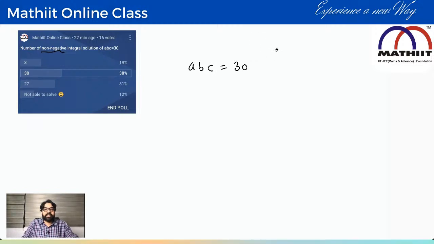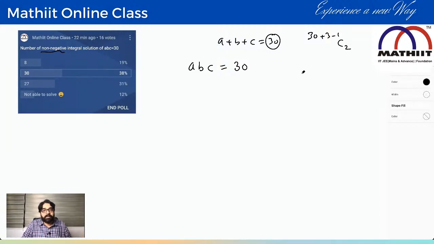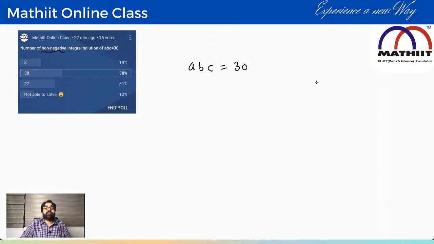So try to apply logic. If I say A plus B plus C equal to 30, then it's very easy. This 30 object I have to distribute into A, B, C. So we'll simply say the answer is 3 plus 30 plus 3 minus 1 C2. That will be the answer. It's very easy. Here, this is also very easy. In fact, much easier than the other things.